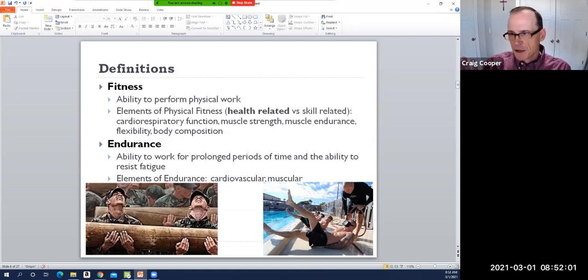So there's definitely some carryover between all those different components, but the health related ones are what we should mostly, in most physical therapy settings, be the most worried about, because those are about living long and healthy lives. They're not about being a great soccer player.